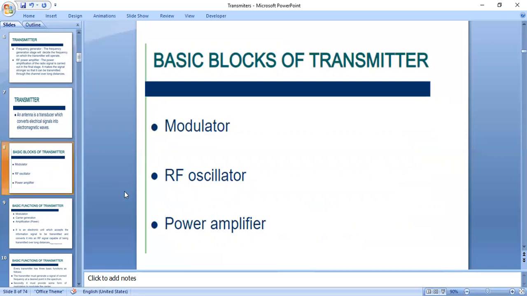To do modulation, what are the inputs for the modulator? One input is the modulating signal, and the other input is a high frequency carrier, also called the RF signal. It will be generated from an oscillator called the radio frequency oscillator. It will generate the radio frequency or high frequency signal, and after that we use a power amplifier block.